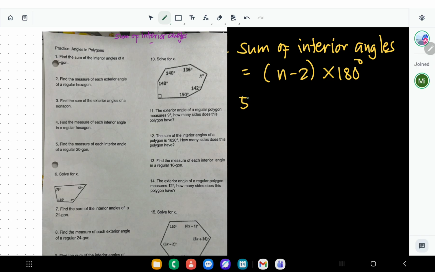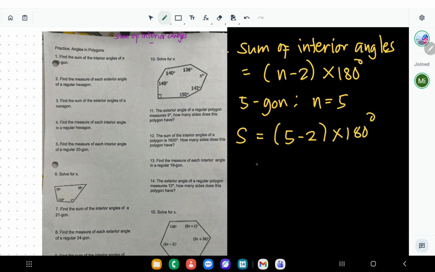So for the pentagon, it has 5 sides, so n is equal to 5. So the sum is just equal to 5 minus 2 times 180. So what is that? 3 times 180 degrees. 180 degrees times 3 is 540. Yeah, you use your calculator. Are you allowed to use the calculator?